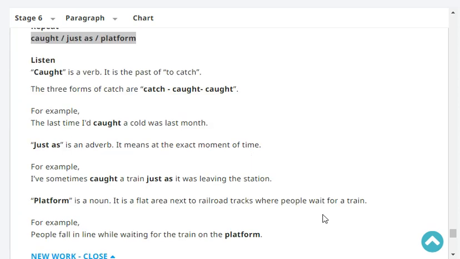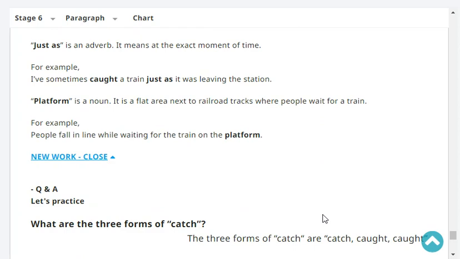Just as is an adverb. It means at the exact moment of time. For example, I've sometimes caught a train just as it was leaving the station. Platform is a noun. It is a flat area next to a railroad track where people wait for a train. For example, people fall in line while waiting for the train on the platform.